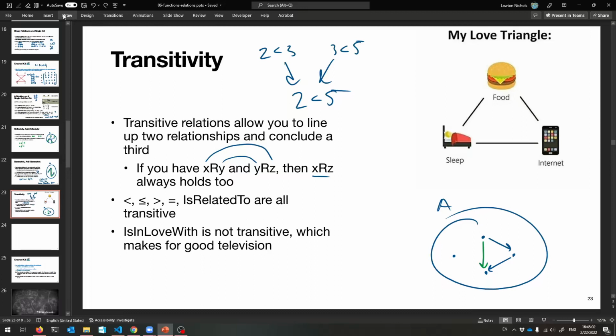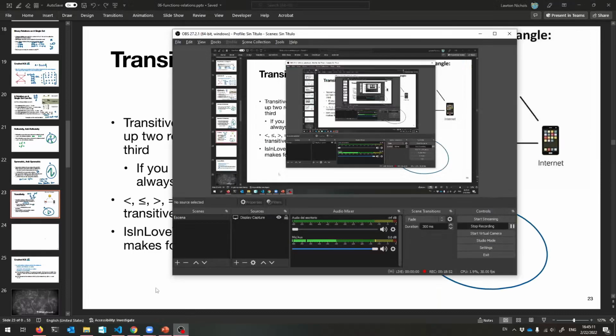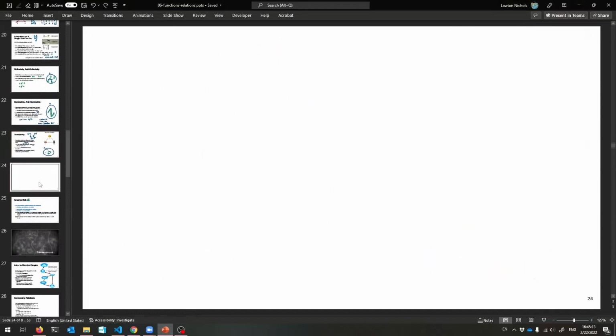That is transitivity. Some nice thing that I want to show you right now before we go any further and I give you something to try yourself. Let's check and see where we are. What I'd like to do is just give you a little aside.